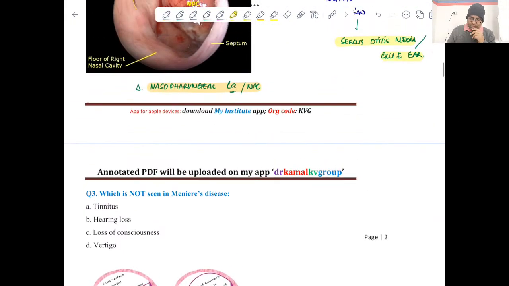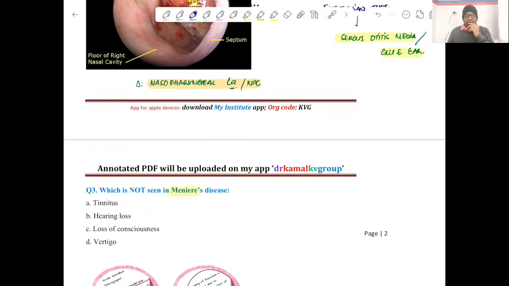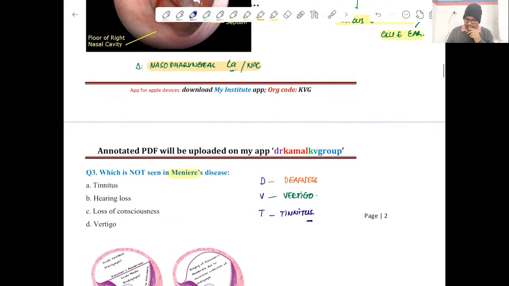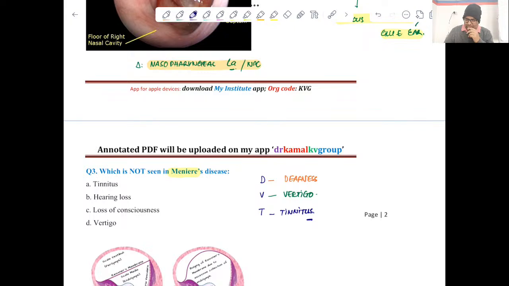Okay, moving forward. Now, which is not seen in Meniere's disease. So not a feature of Meniere's disease, and the clinical features of Meniere's disease can be remembered by the mnemonic DVT. If you know the deep venous thrombosis of surgery, so D is for deafness, clear? V is for vertigo, and T is of course for tinnitus, that is ringing of ears. So please don't make any sort of mistake in such easy questions. DVT, and yes, the answer is loss of consciousness. That is not a feature of Meniere's disease.